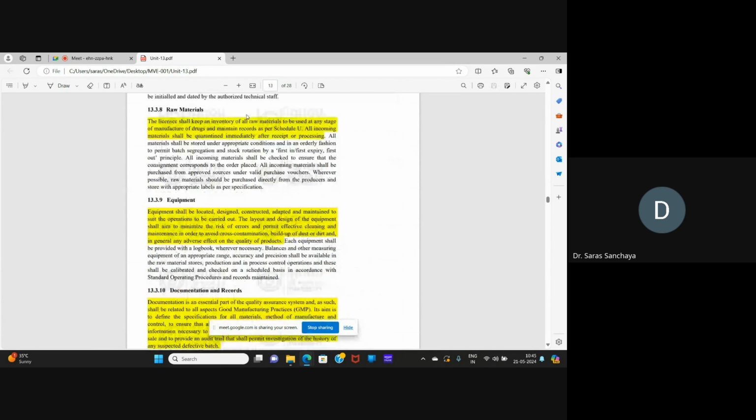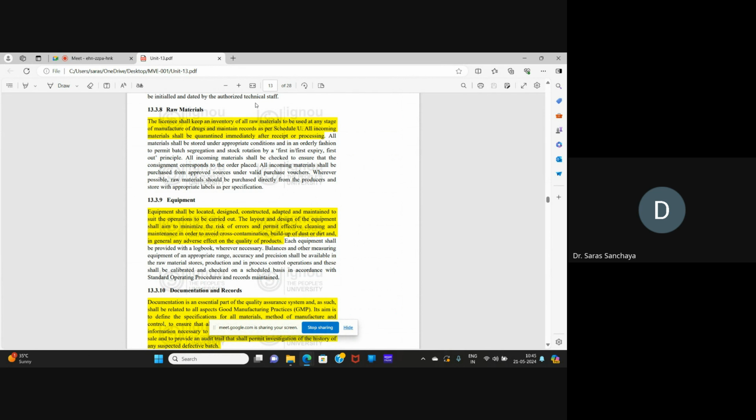Then raw materials. The licensee shall keep an inventory of all raw materials to be used at any stage of manufacture of drugs and maintain records as per Schedule U. All incoming materials shall be quarantined immediately after receipt or processing. All materials shall be stored under appropriate conditions and in an orderly fashion to permit batch segregation and stock rotation by a first in first out principle.